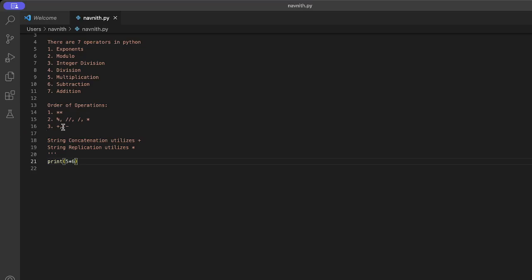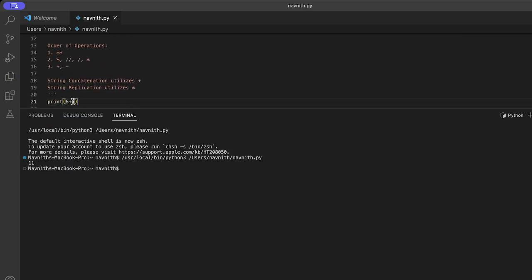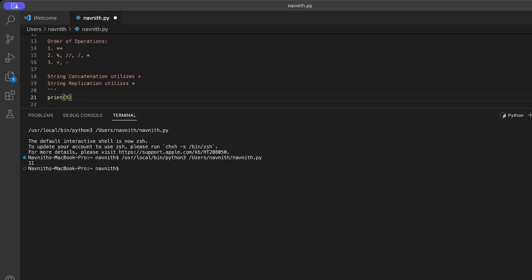Now next, we have addition and subtraction. These are pretty simple. All we have to do is either put 6 plus 5, which uses addition, a plus sign, or 6 minus 5, which uses a minus sign for subtraction. Both of them are pretty simple. They use the same things as normal math.